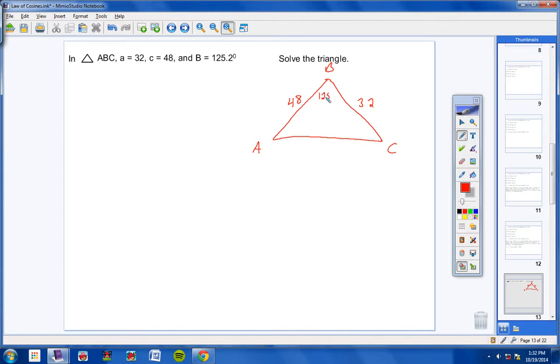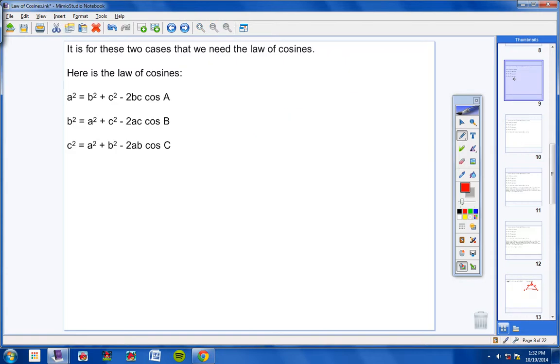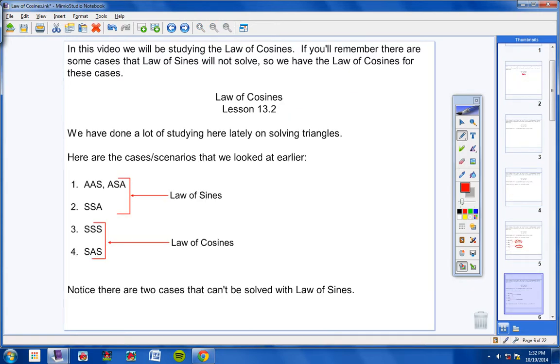Now let me pause and say something to you students right now, okay? Please listen to me very carefully. I'm going to give you some really good advice here, okay? If you're thinking that you have to go back here and memorize these scenarios so you know when to use law of sines and when not to use law of sines, and when to use law of cosines and when not to use law of sines, you do not need to do that, students.